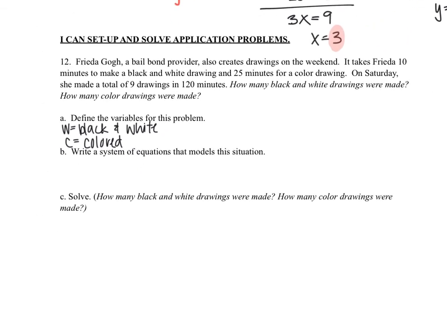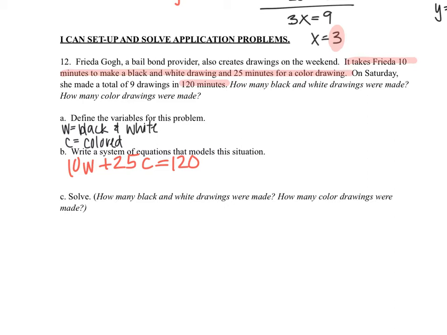Alright, so first I'm going to look at the minutes. So it takes her 10 minutes to make a black and white, 25 minutes for a color drawing, for a total of 120 minutes. So we get 10B, whoops, I picked W, 10W plus 25C equals 120.